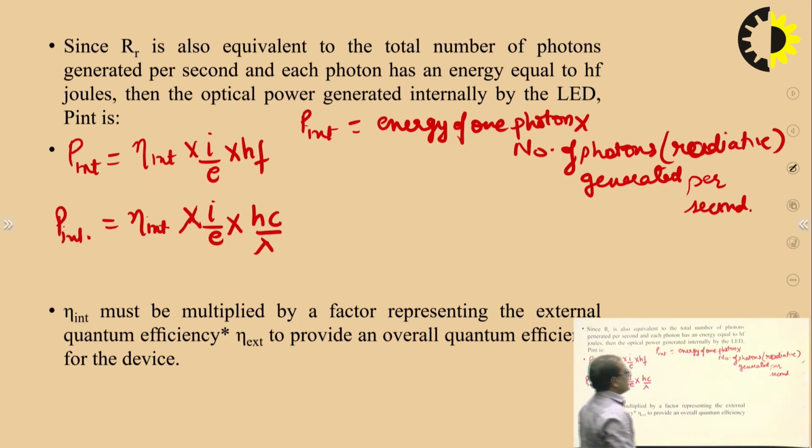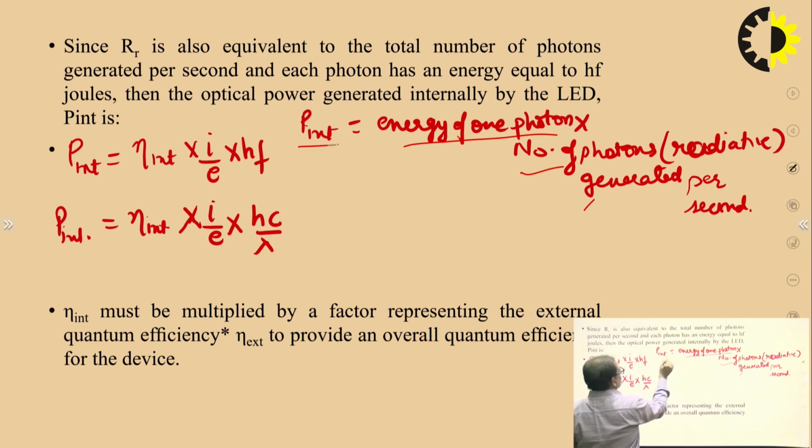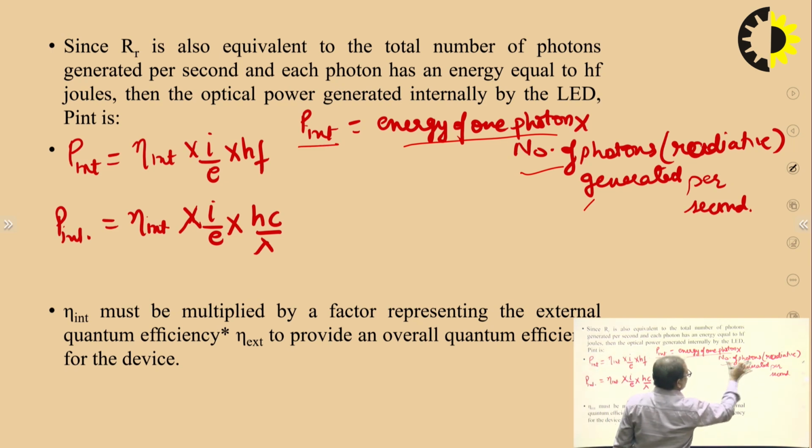Now if I want to calculate how much power is generated internally, we have just found how many photons are generated. The internal power generated by the LED will be equal to the number of photons generated multiplied by the energy of the photons. From there I can calculate how much power is generated internally, that is, the energy of a photon multiplied by the number of photons generated radiatively per second.